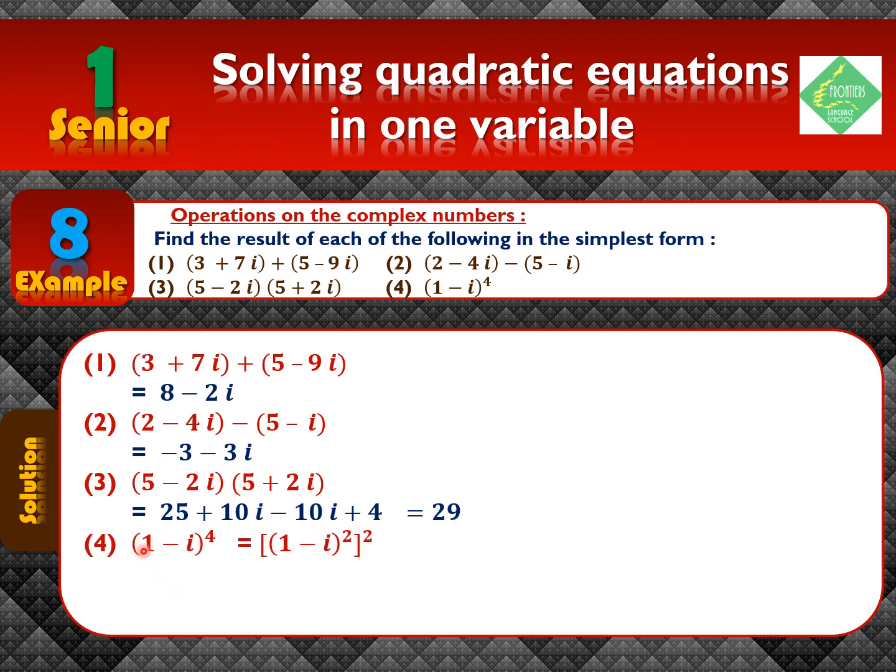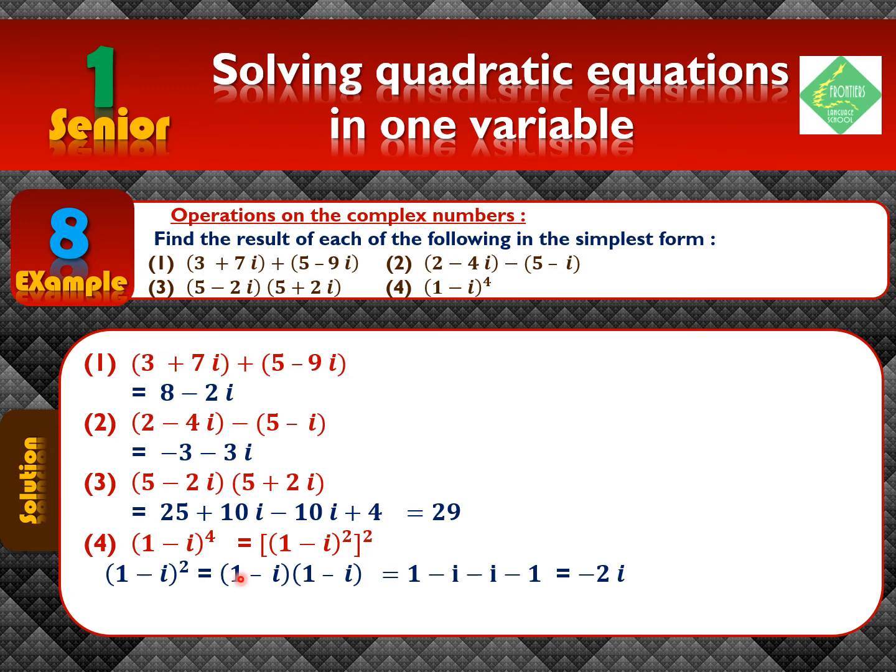What about 1 minus i power 4? Yes, it's composed of 1 minus i squared, all power 2. I will solve 1 minus i squared first of all, and when I find the answer, I will raise it to the power 2. 1 minus i power 2, which is 1 minus i multiplying 1 minus i, distribution method.